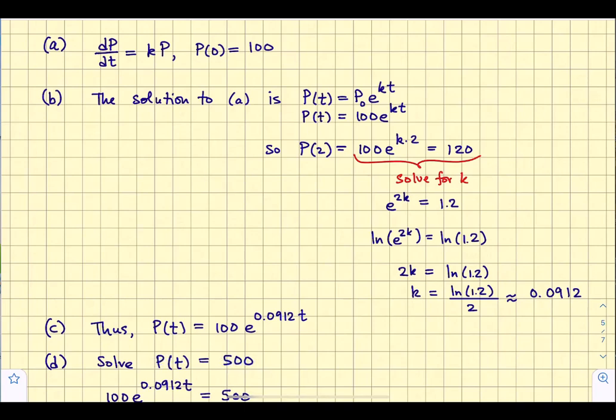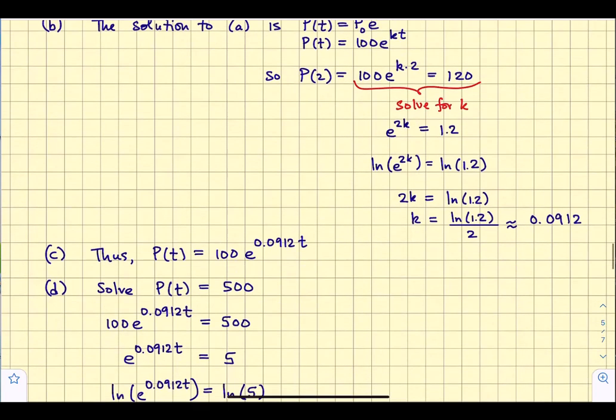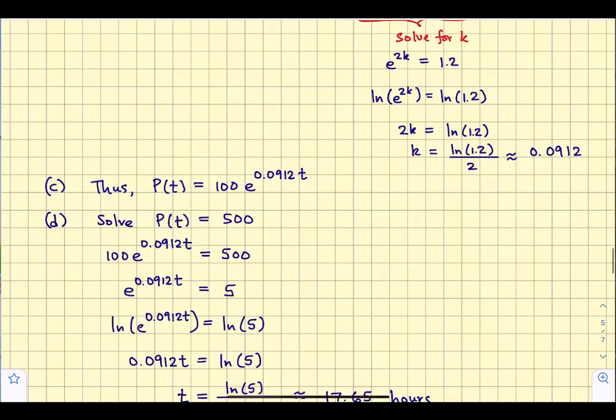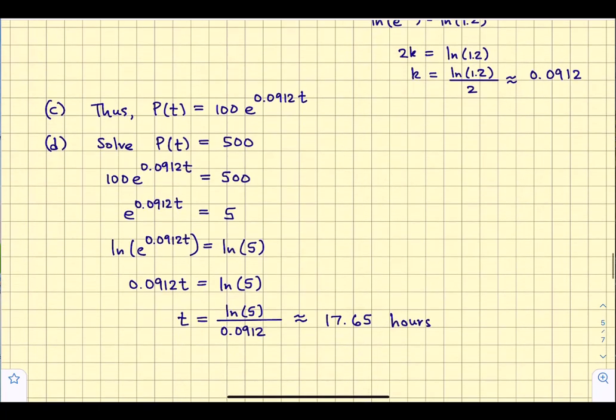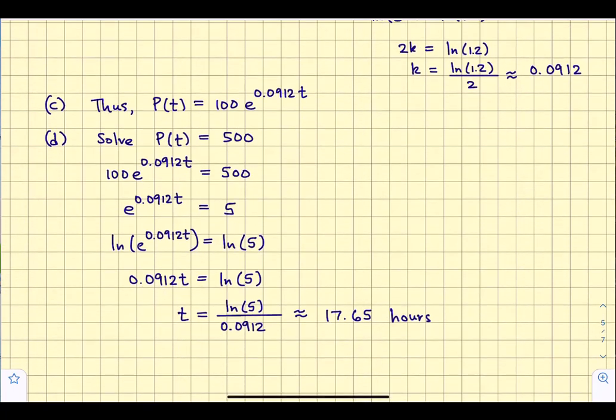Finally, they asked us to find how much time it would take for the population to reach 500. So we just want to set the population function equal to 500. Well, the population function is this, we just said. This is now an algebra equation in the unknown t, so just divide both sides by 100, apply a natural logarithm to both sides, and divide both sides by 0.0912, and you get that t is approximately 17.65 hours that it will take for this bacteria to reach a population of 500.